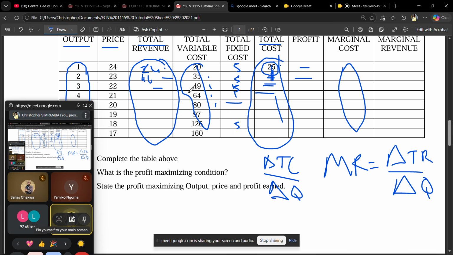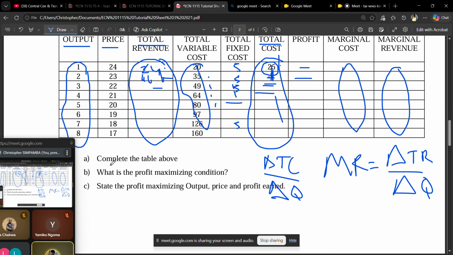Yeah, we're going to have 1. It's the same thing. So marginal revenue is also going to be found by just finding the difference between these total revenues that we found. Okay. So that is that.